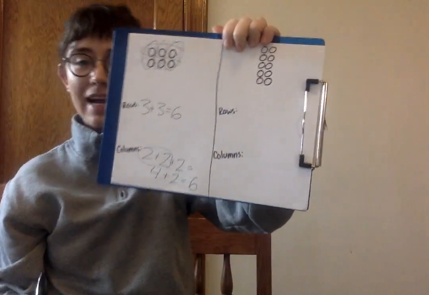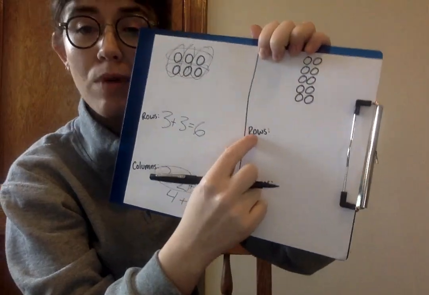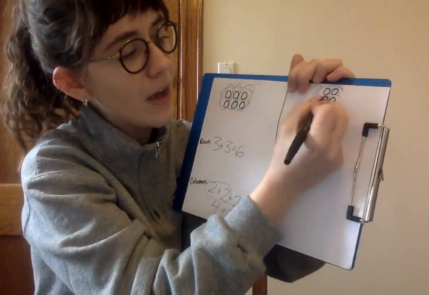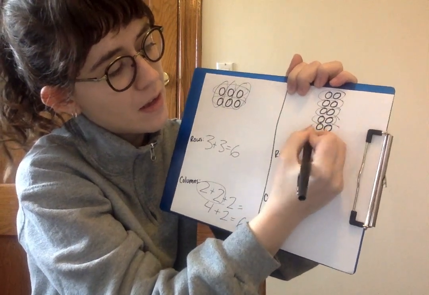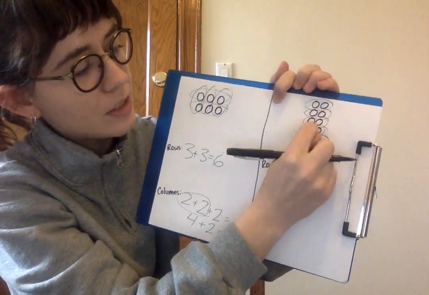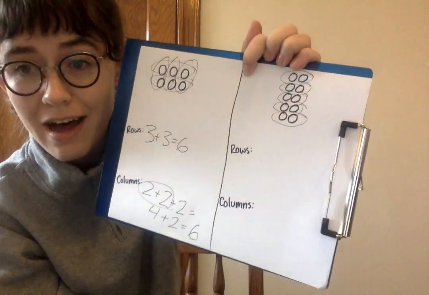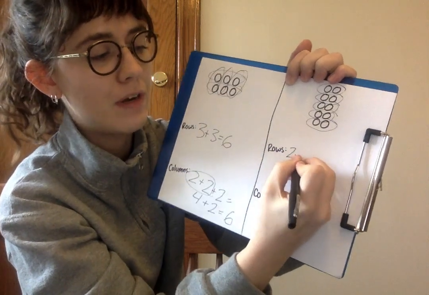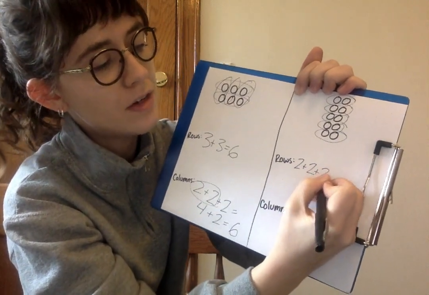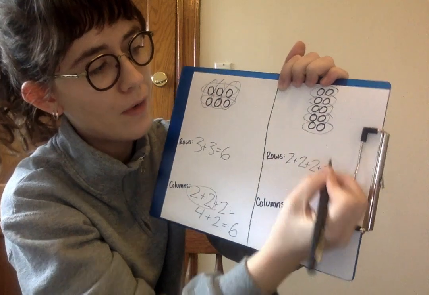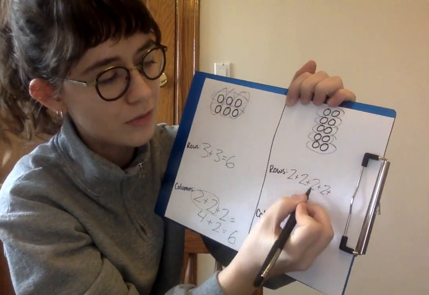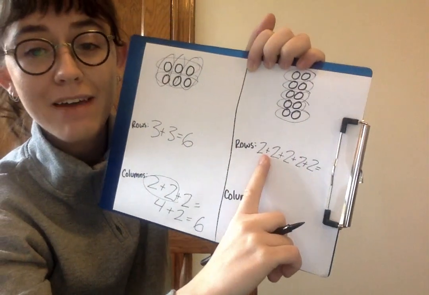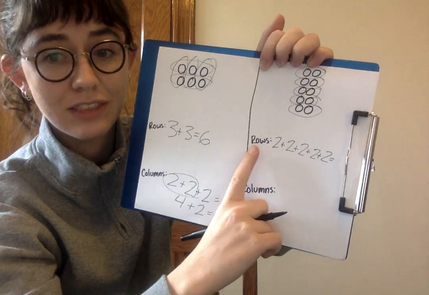All right, let's move over to this next one. I see that I have rows and columns, so I have to look at the rows first. Rows go side to side. Here we go. All right, so I see 1, 2, 3, 4, 5 rows of 2. So I'm going to be adding 2 over and over. All right, 2 for the first row, 2 for the second row, 2 for the third row, 2 for the fourth row, 1, 2, 3, 4, 5, and we're done there. So I've got 5 2s for my repeated addition sentence for rows.